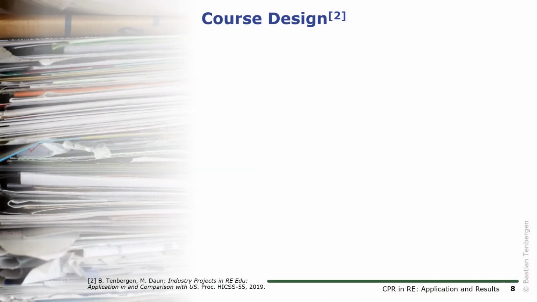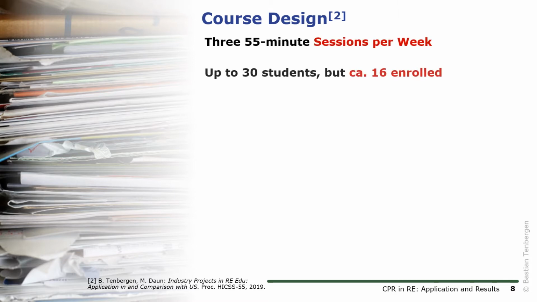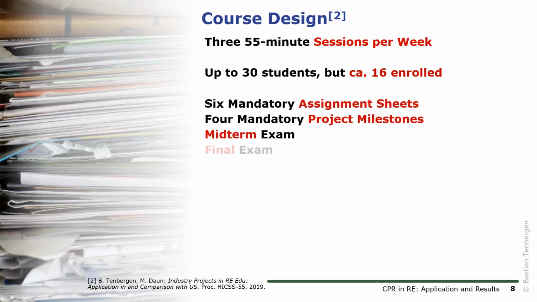I don't want to spend too much time talking about the requirements engineering course. We've discussed this in detail, and if you're interested in reading about it, here's a citation for the paper that we've discussed here at this conference before. But just to summarize, the course is 55 minutes, 3 times a week over the course of a 15-week semester. It usually has around 16 students in it, but up to 30 are allowed to enroll, and has roughly these four different assessment types.